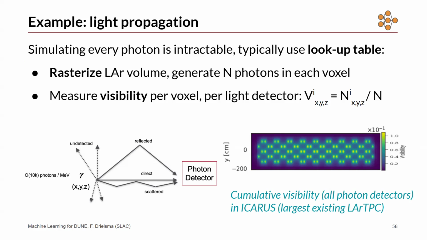So you voxelize the detector, right? You divide it out in a lot of different bins. And for each bin, you generate a bunch of different photons. And for each of the light collection system, you measure the amount of photons that you collected in that light collection system. And that gives you a visibility map, right? So it tells you the probability that, given a photon generated at a certain point, will it or will it not produce a signal onto my light collection system, right?